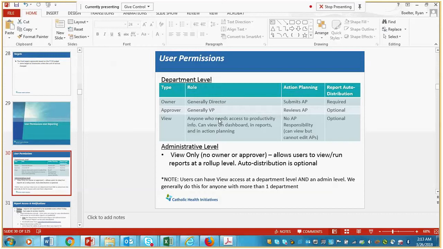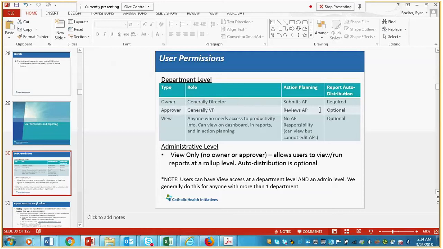And that person will then be required to receive the department level report via email. That's what the auto distribution means here. Required to receive the report via email. They would also be the person responsible for completing an action plan if one were initiated. The owner can only be one person. Same for the approver. It can only be one person. That will be the person who's responsible for reviewing or approving and rejecting an action plan.